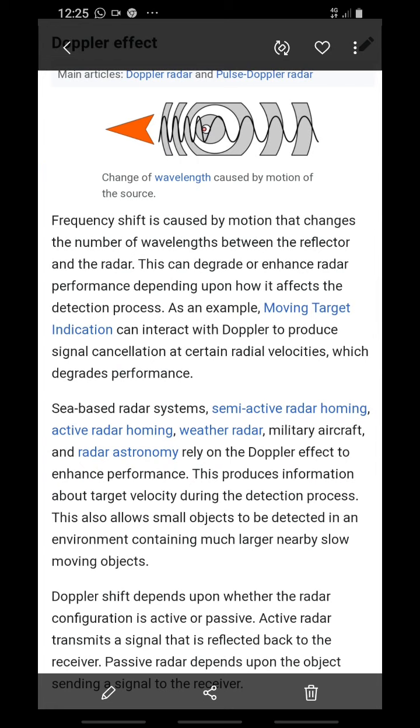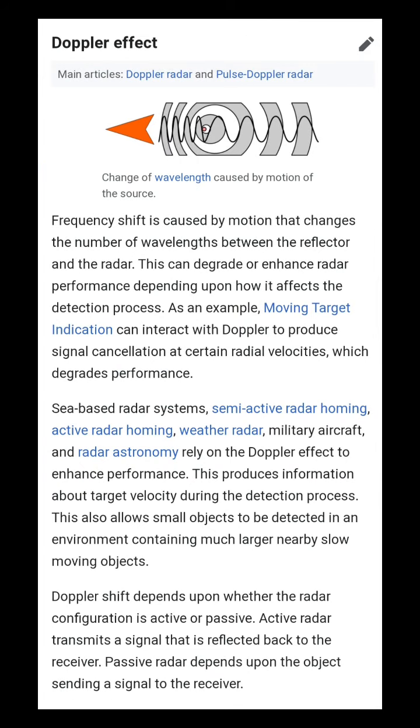Change of wavelengths caused by motion of the source: Doppler effect. Frequency shift is caused by motion that changes the number of wavelengths between the reflector and the radar. This can degrade or enhance radar performance depending upon how it affects the detection process.